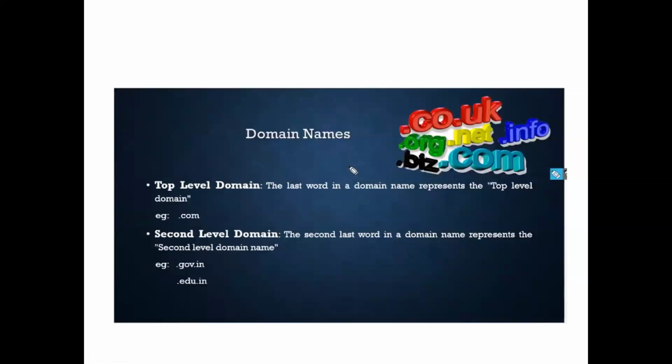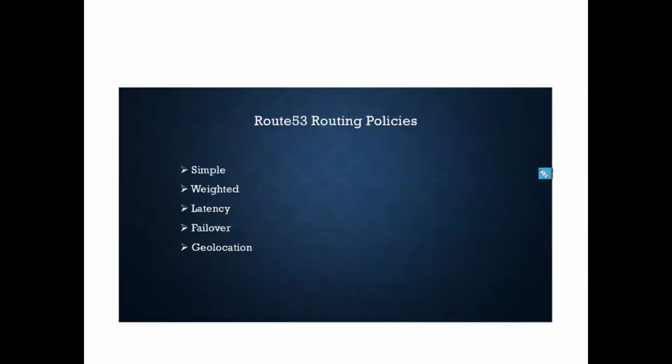And let's see here, usually we'll have some domain names like .com, .info, .org. These are the domain names. So we have top level domain names and second level domain names. Based on the requirement, usually we'll select the domain names. But the important thing is Route 53 routing policies.